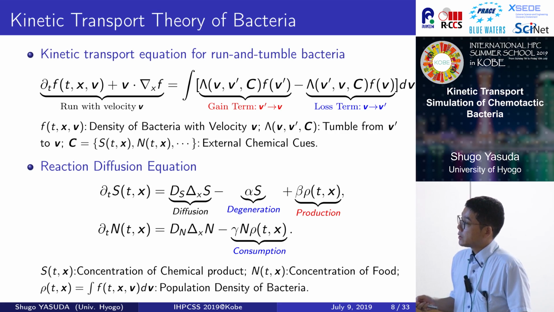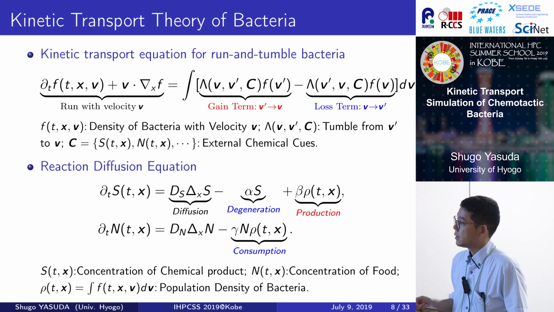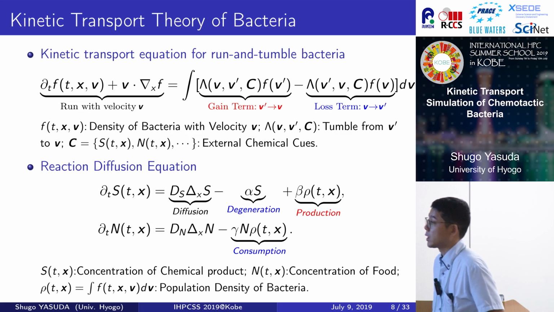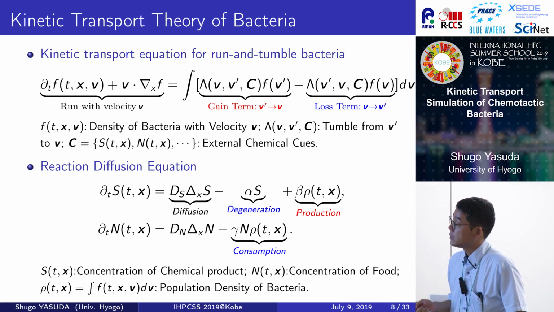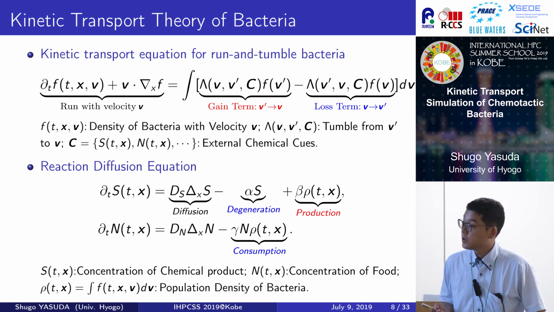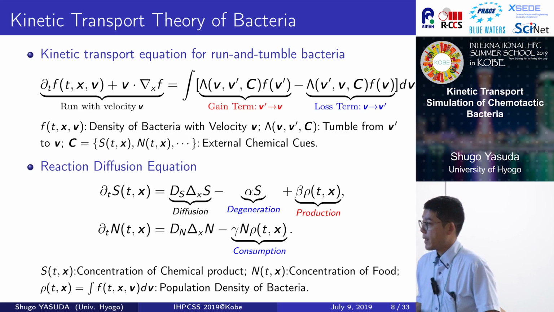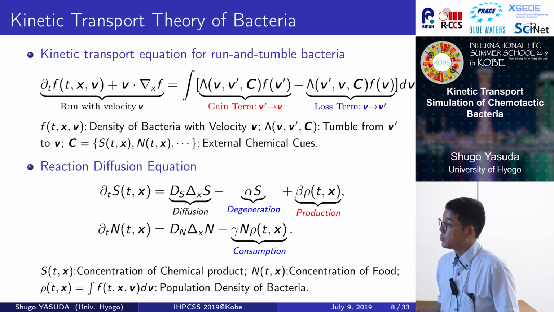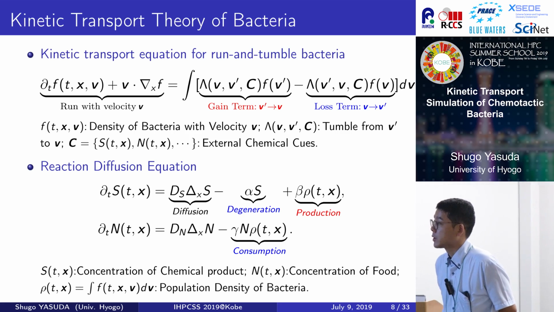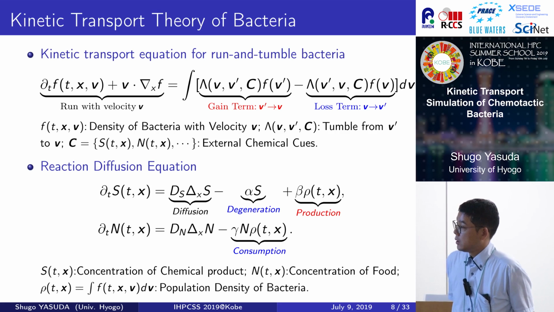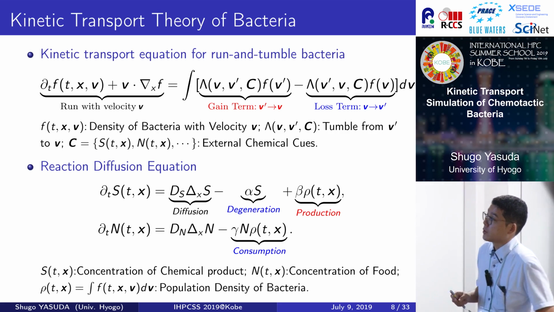And D_S is just the molecular diffusion of chemical cues. And the second term is degradation of chemical concentration. And this term describes the production of chemical cues by the bacteria themselves. And also we consider the food nutrient concentration field. The nutrient is consumed by bacteria themselves, and the last term, minus gamma n times rho, describes the consumption by bacteria. So we solve these equations simultaneously.